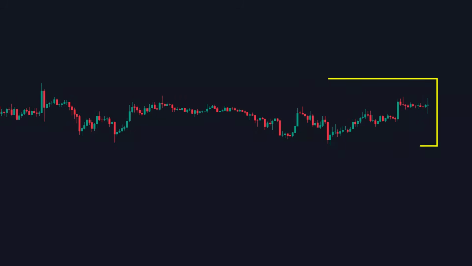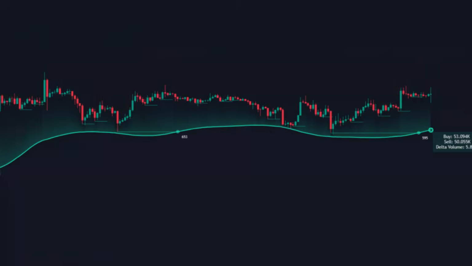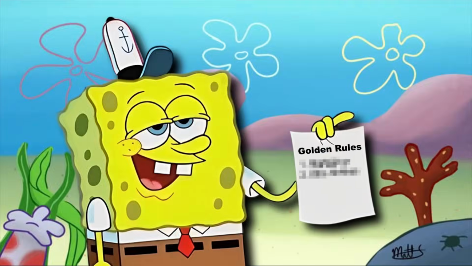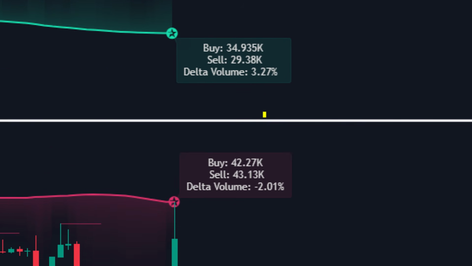Let me reveal exactly how to identify these pesky ranging markets using our Volumatic VIDYA. The method is simple but incredibly powerful. You'll use a combination of the trend cloud and the delta volume readout. Here's the golden rule. Whenever your delta volume reads less than 10%, whether positive or negative, and hovers near zero, it's screaming at you that the market is ranging, not trending.